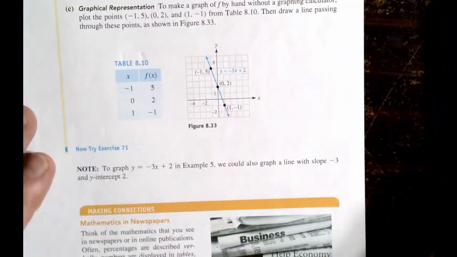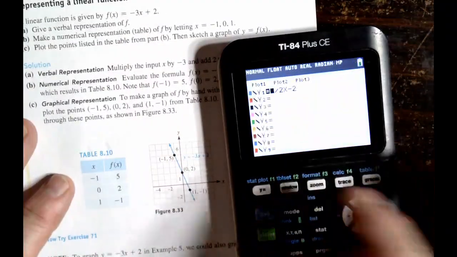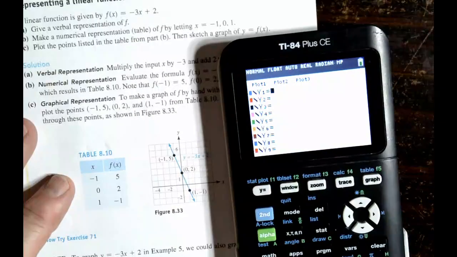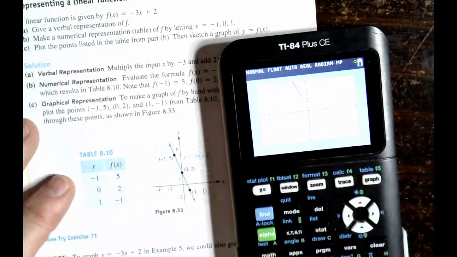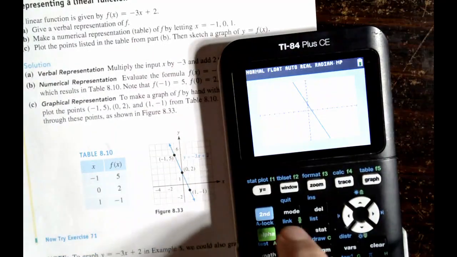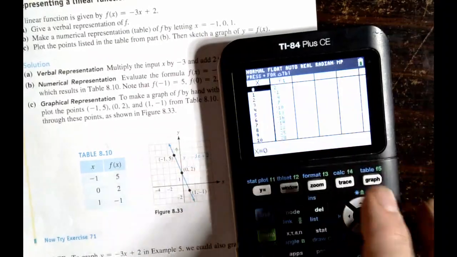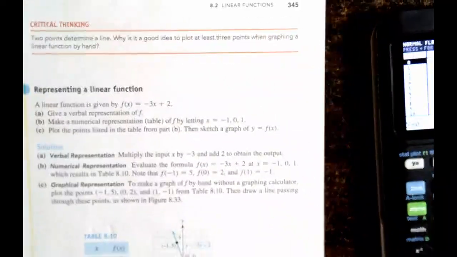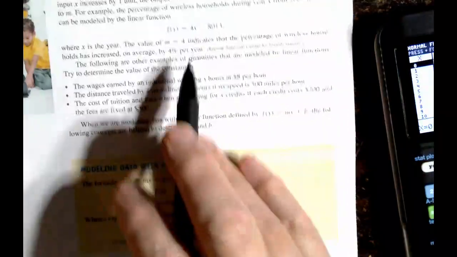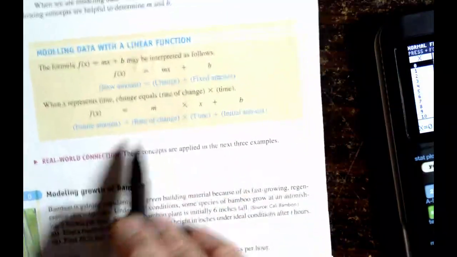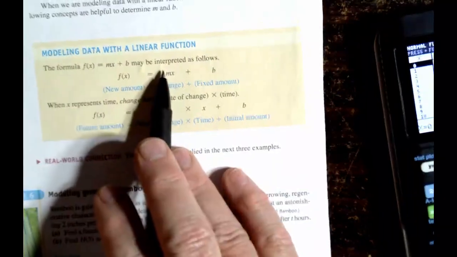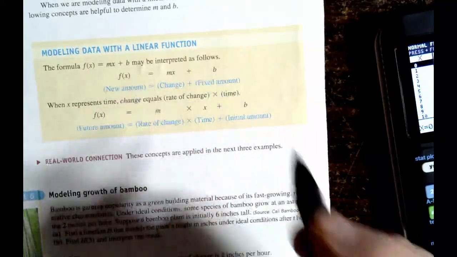Okay, and now if you wanted to do that, you could just type in, under y equals, hit clear, and type in -3x add 2. And there you go. And your table, just hit second graph, and there's your table. Alright? So it's real easy using a calculator to do that. Okay, so again, they talk about mx plus b here. The rate of change is the m, and the fixed amount is your b.